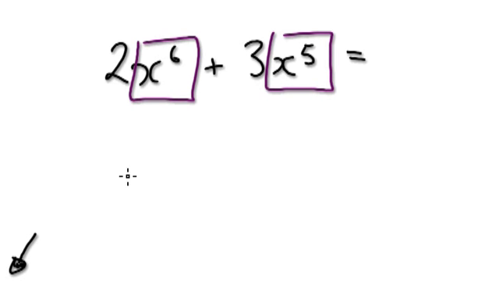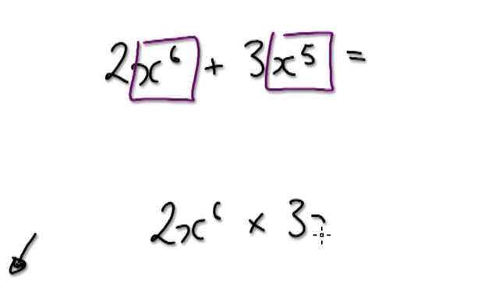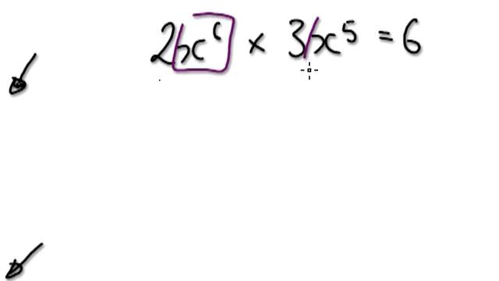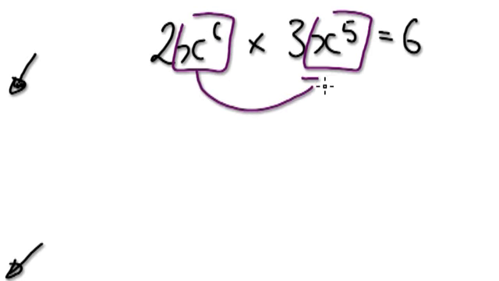Okay. So my next question is what's this times this? What is it? So press pause and have another go. Okay, times, yeah. If it's times, then everything gets merged together. So you times everything. So 2 times 3 is 6, and then x to the power of 6 times x to the power of 5. So what is that? That would be x to the power of 11.